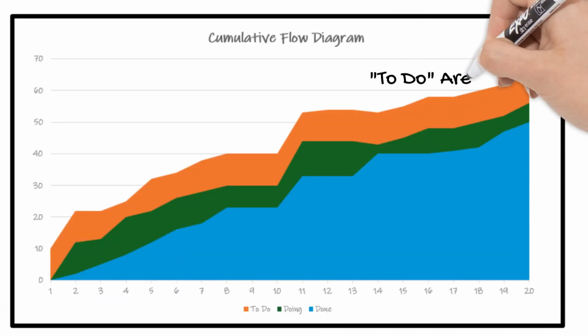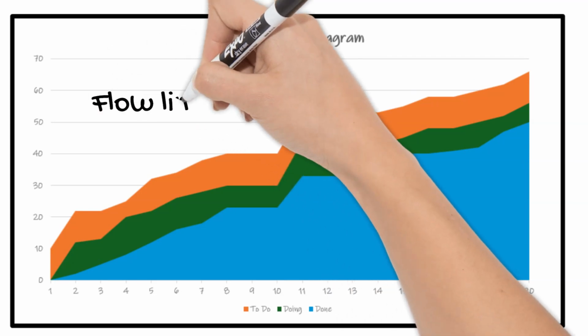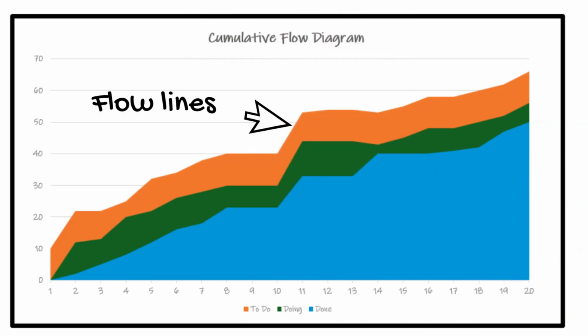The Cumulative Flow Diagram typically consists of lines or areas representing different stages or categories of work. Each area corresponds to a specific stage in the workflow, like our simple example of to do, doing, and done. Flow lines connect the data points on the Cumulative Flow Diagram, showing the movement of work items from one stage to another over time. The slope of these lines indicates the rate at which work flows through the system.